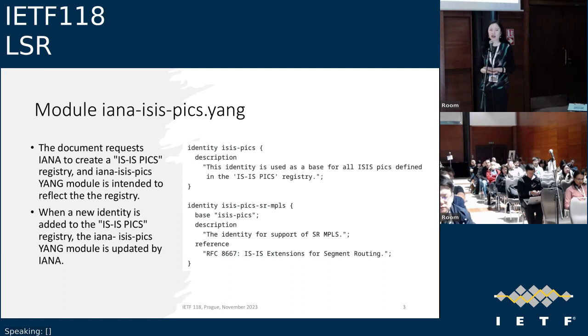The first one is iana-isis-pics.yang. This draft will request IANA to create what we can call an ISIS PICS registry, and this module is built to reflect that registry. When a new entry is added to that registry, a new identity will be added to this module by IANA. We currently have only two identities defined. The isis-pics is the base one that serves as the foundation of this whole module. And we currently only have one RFC-level identity, called isis-pics-srm-prs. It's based on RFC 8667. We chose to use that RFC as an example here. Next slide.